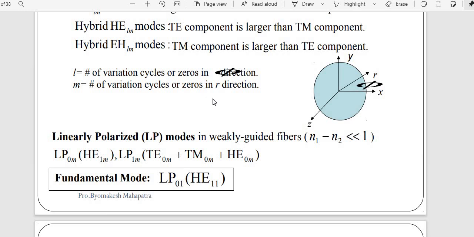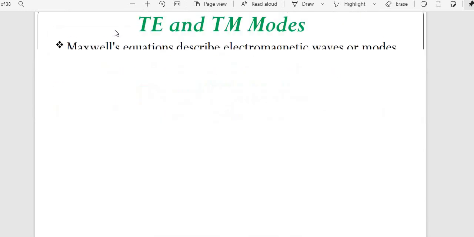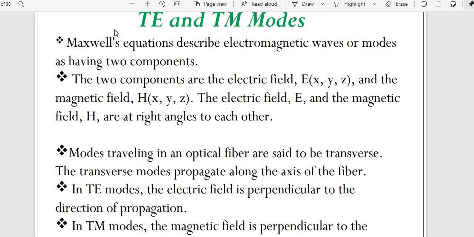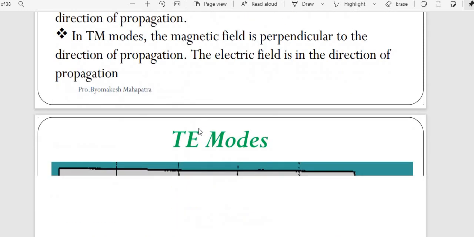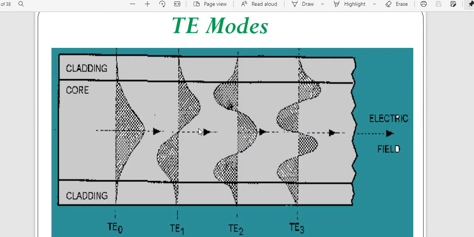M indicates variation cycle in R direction, because we are considering cylindrical coordinate system. We should have phi, R, right? So we proceed with TE and TM modes. Based upon Maxwell equations, the electric field has 3 axes, X, Y, Z, and the magnetic field also has X, Y, Z. Both are at 90 degrees, mutually perpendicular to each other, and we can find out their direction of propagation.